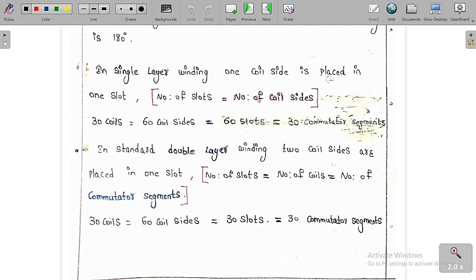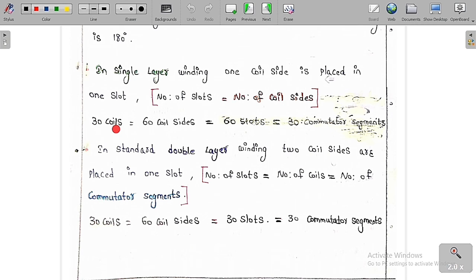As I have already told you, the number of coils on the armature is always equal to the number of commutator segments on the commutator. So as there are 30 coils, we are going to get 30 commutator segments. So this is a very important point that you always need to understand regarding the single layer winding and the double layer winding. Let me repeat this example in the single layer winding.